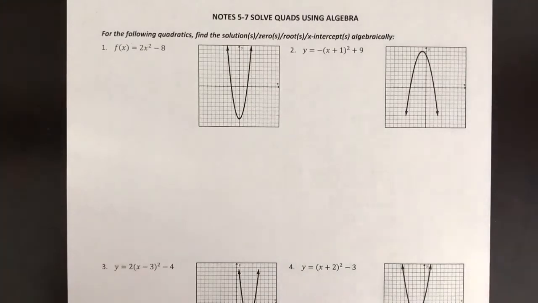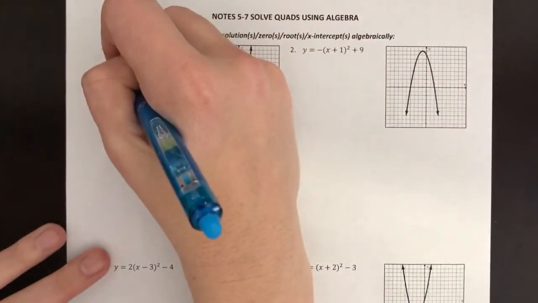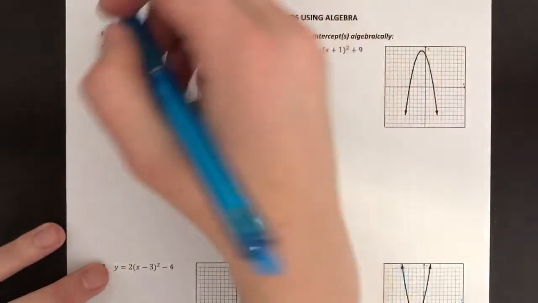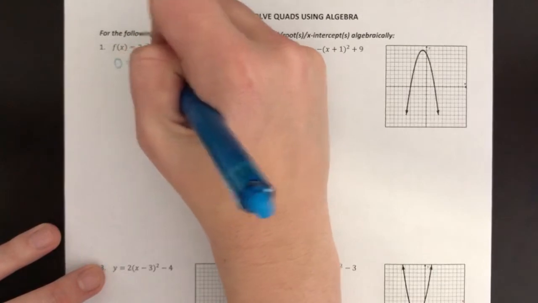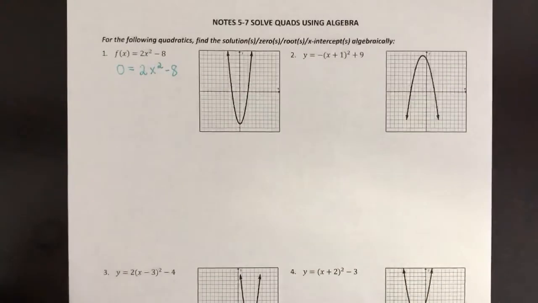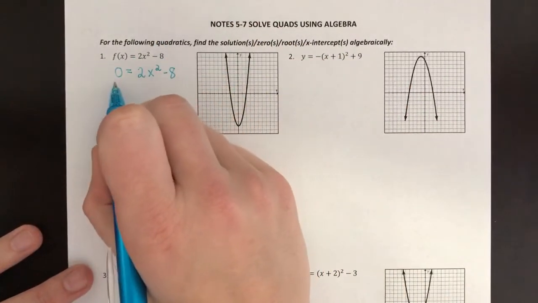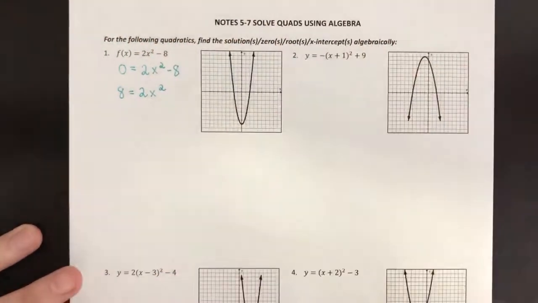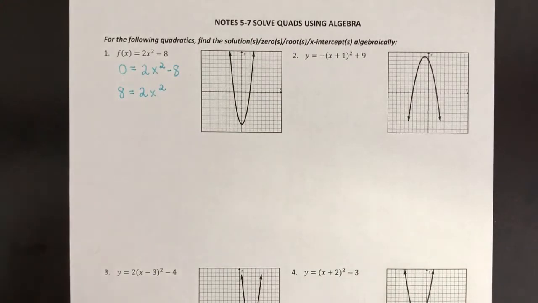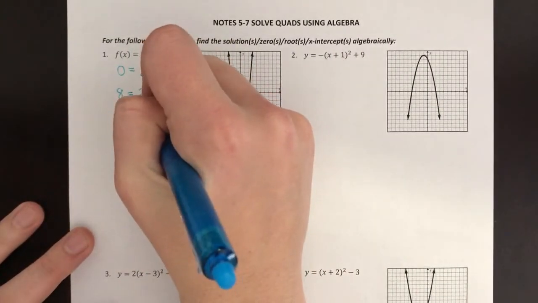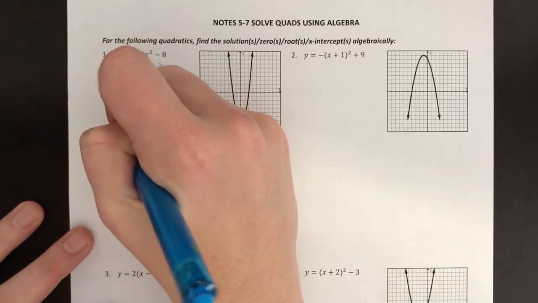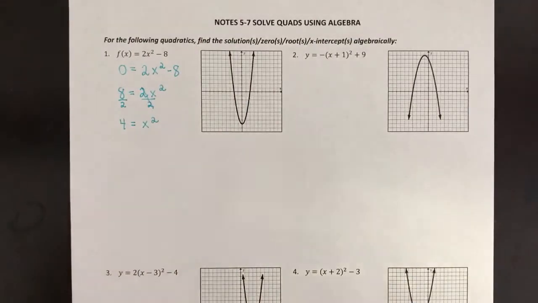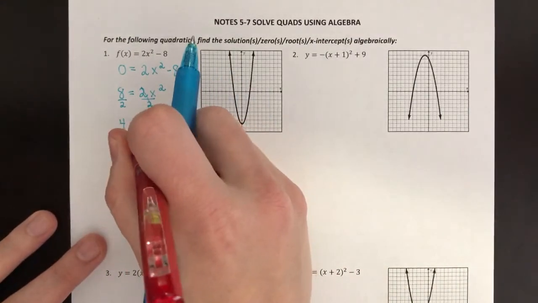So of course, the first step is we're going to plug in 0 where we see y, and remember f of x stands for y technically. So 0 equals 2x squared minus 8. And we're using algebra, so we're going to add 8 to both sides, so 8 equals 2x squared, right? And then we're going to divide both sides by 2. Okay, so 4 equals x squared. All right, so then we're going to square root.